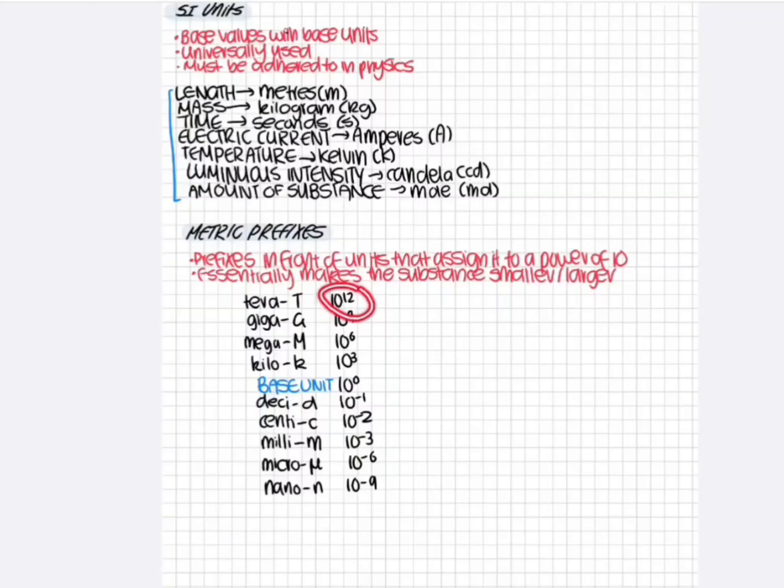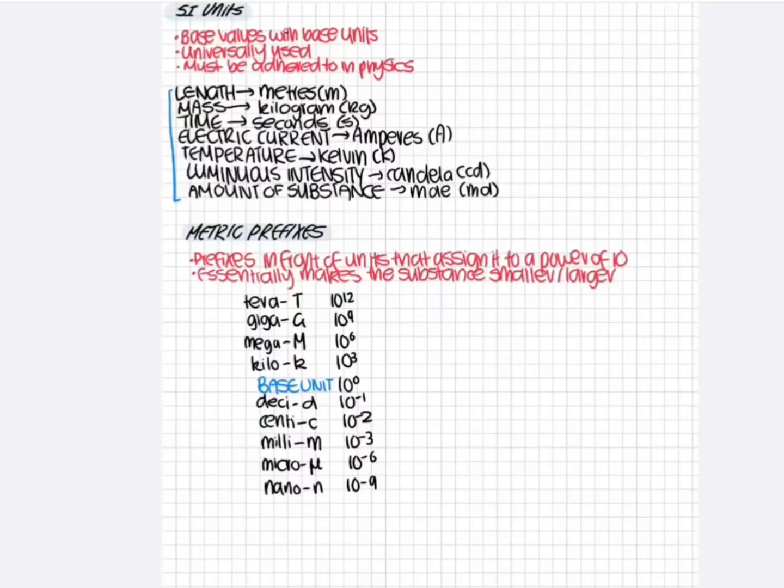tera, which is 10 to the power of 12, giga, 10 to the power of 9, mega, 10 to the power of 6, kilo, 10 to the power of 3, and the base unit, which is 10 to the power of 0. This is essentially just timesing the value by 1 because nothing changes. Deci, which is 10 to the power of -1, so you're dividing it by 10. Centi, which is 10 to the power of -2, which means you're dividing it by 100.